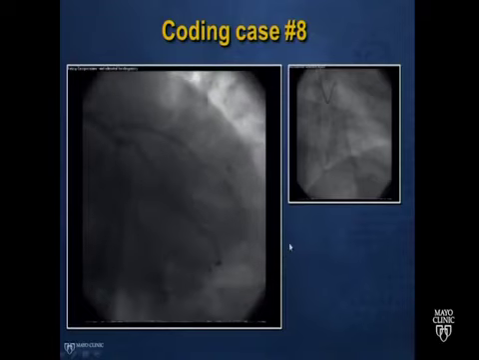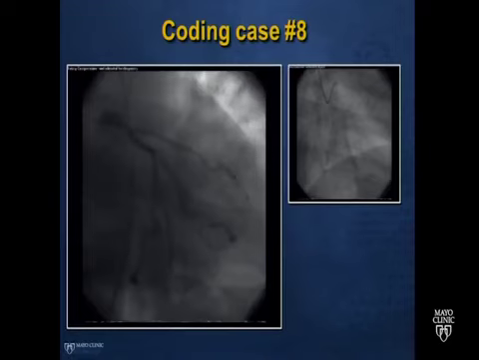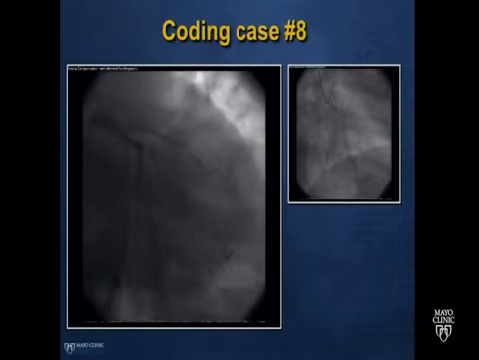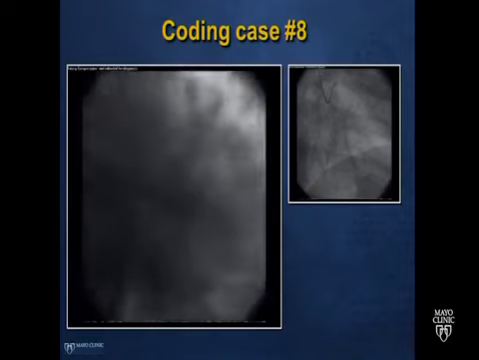How about this one? And I'll play you the video on the right after we code this first one on the left.